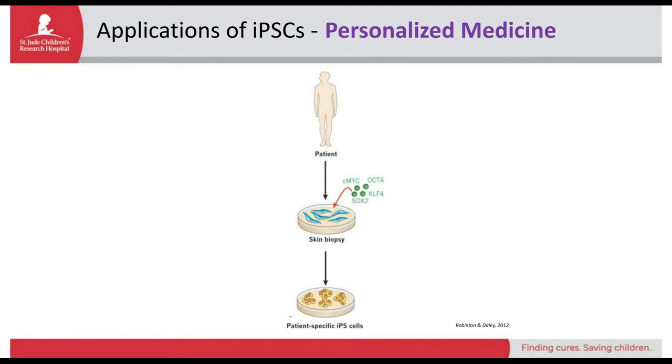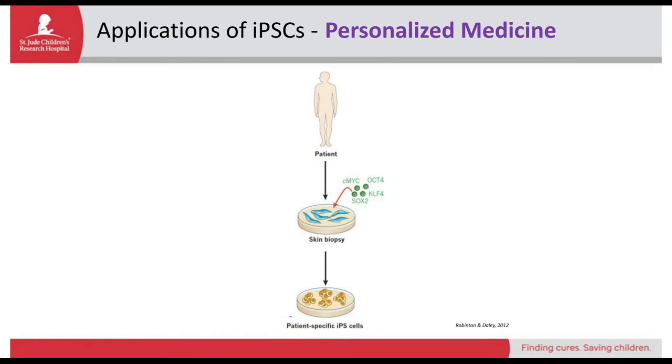All of the applications that I just mentioned can be used in the context of personalized medicine. What does that mean? It means that we can make iPSCs from any given individual, young or old. You take a patient, and from either a skin biopsy, a urine sample, or a blood sample, get somatic donor cells, which can then be reprogrammed into a patient-specific iPS line.